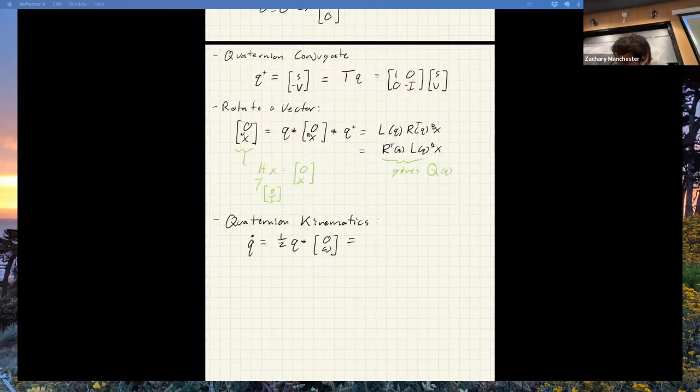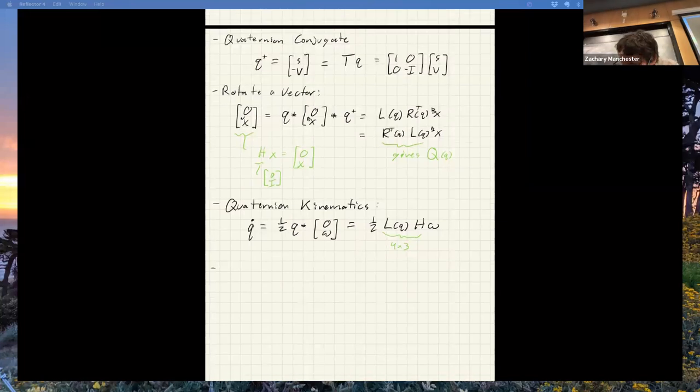And we can write this using our notation as 1/2 L of Q for left multiply, times that H matrix that promotes the omega, times omega. This whole L times H thing is going to be 4 by 3, so it's mapping the 3D omega into a 4D Q dot. Okay, that's all you need to simulate dynamics with quaternions. So we made it to the goal for today.